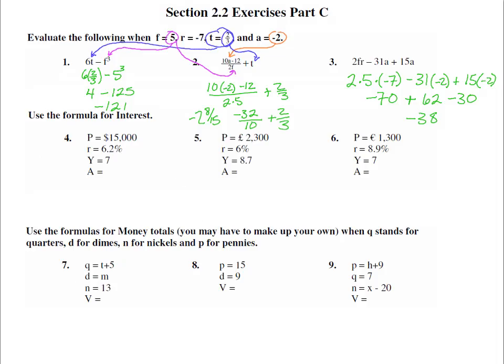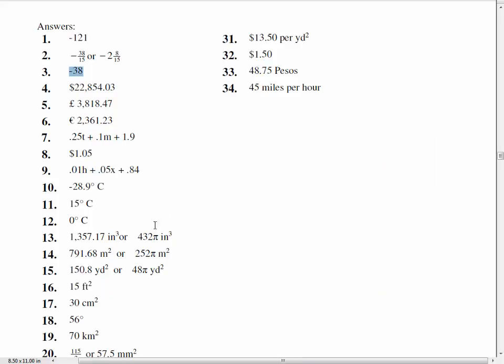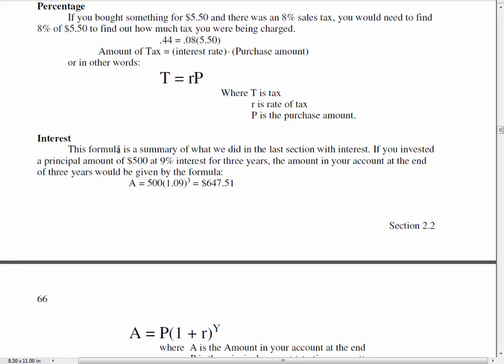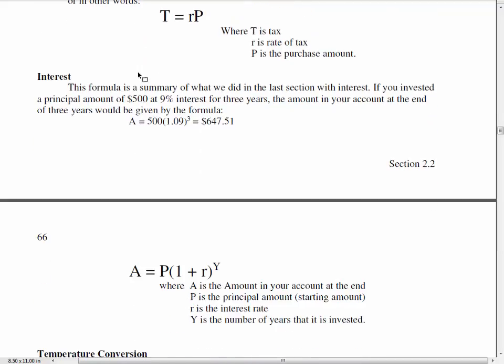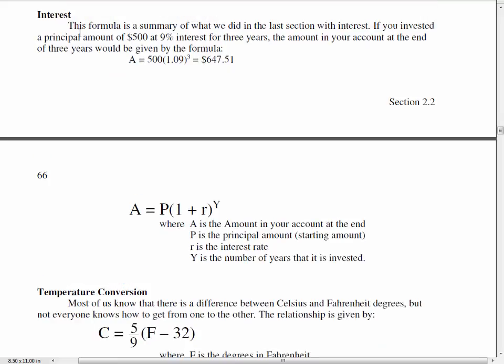Use the formula for interest. So there's a formula we need to get. Let's go into the textbook and back a few pages and let's see if we can find it. Here we have it, back a few pages. It's split between the bottom of one page and the top of the next, right after the percentage problems. It says interest. This formula is a summary of what we did in the last section.